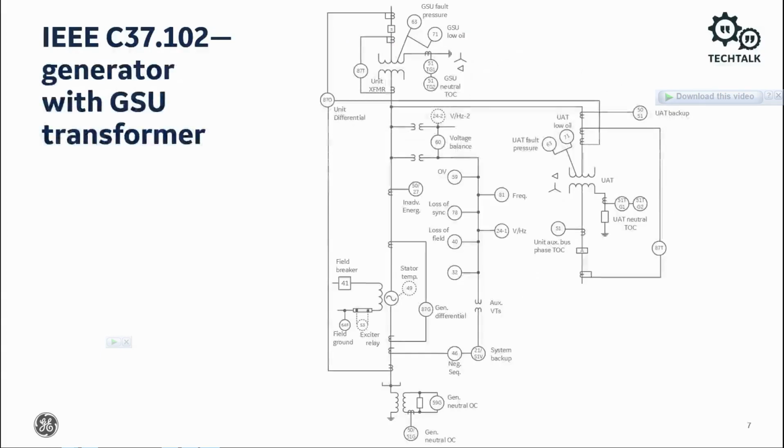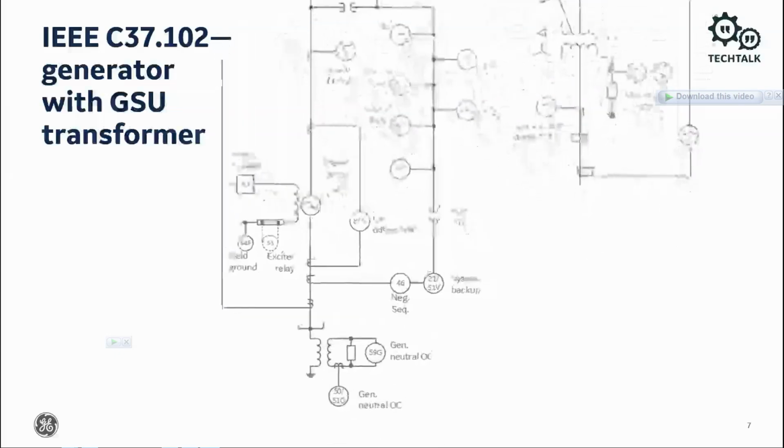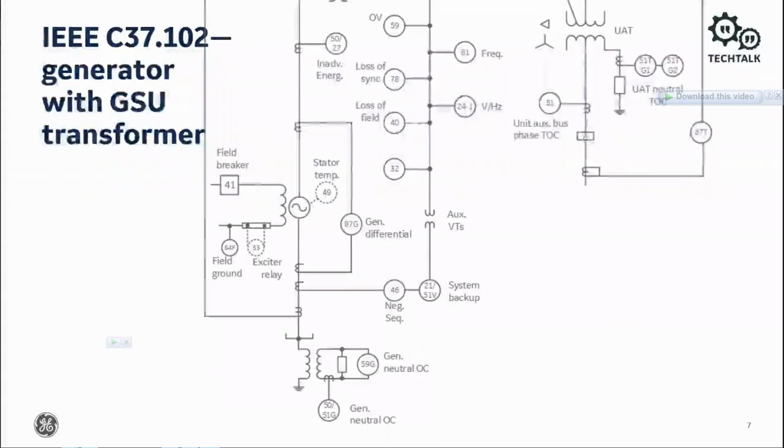For large generators and corresponding generator step-up transformers, there are many elements. This drawing shows everything, including the utility auxiliary transformer UAT and its protection. Generator neutral overcurrent is monitored via an overvoltage element 59G across the neutral resistor and/or a neutral overcurrent element 50/51G sensing the neutral resistor current.